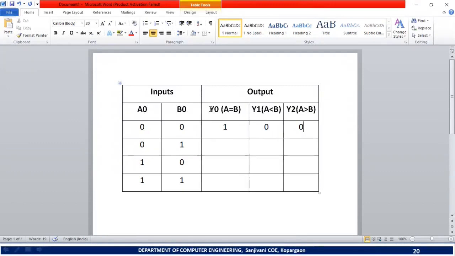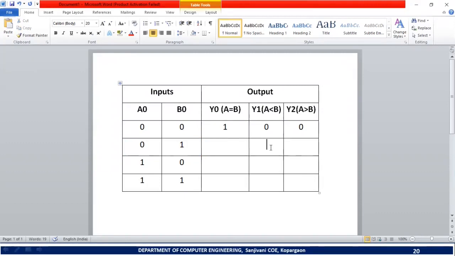Please try to understand that Y0 corresponds to the case A equal to B. For the first row, A and B both are equal, so Y0 will be 1 and the remaining two outputs will be 0 0. Now consider the next row. What is the value of A? A is 0. What is the value of B? B is 1. So B is greater.